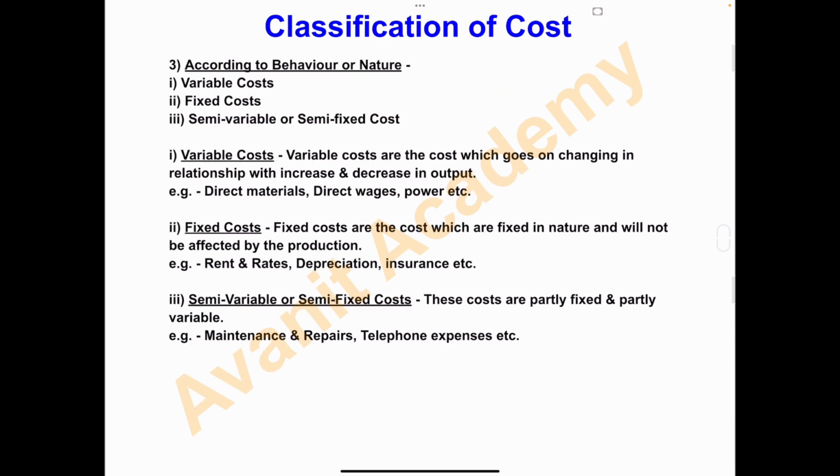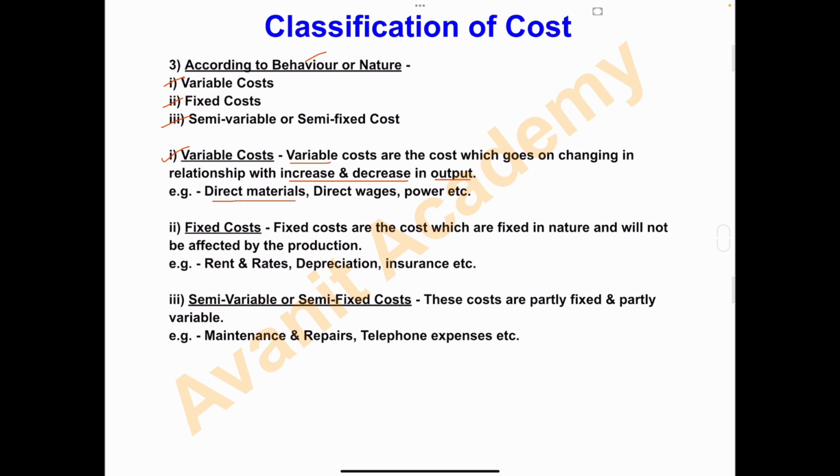Next we'll see the classification of cost according to their behavior or nature. According to their behavior, costs are classified into three parts: variable cost, fixed cost, and semi-variable or semi-fixed cost. First, we'll see the variable cost. Variable costs are the costs which go on changing in relationship with increase and decrease in output. For example, if we have increased the production, the requirement of raw material will increase. So the cost of direct material will increase.